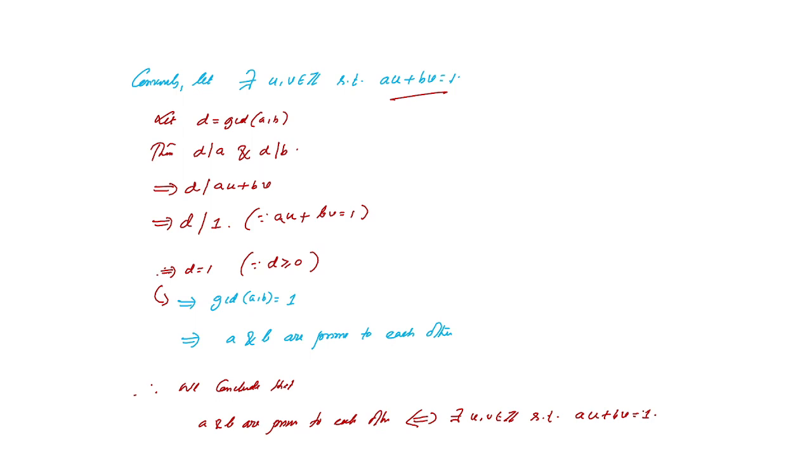Now here we can prove another important theorem, and this theorem is important. What is the theorem? The theorem is: if A divides BC and GCD of A and B equals 1, then A divides C. How to prove this theorem?